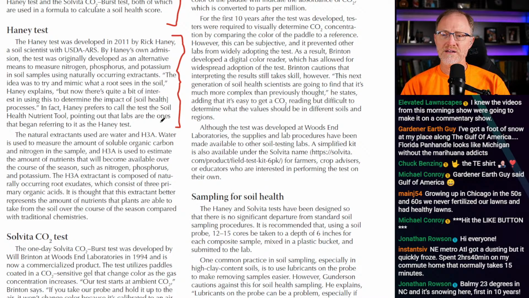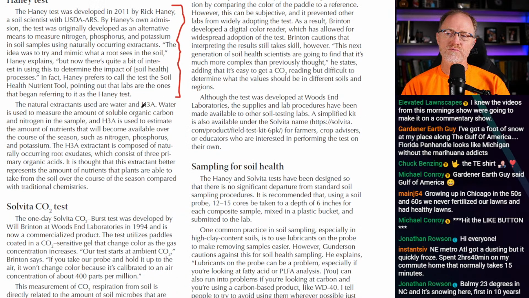The natural extractants used are water and H3A. What is H3A? This is an extractant that was published in a paper by three authors, and Haney was one of them. The other authors also happened to have last names that started with an H. I can't remember, I'll go over that paper, but it's three H's and an A. That's the extractant.